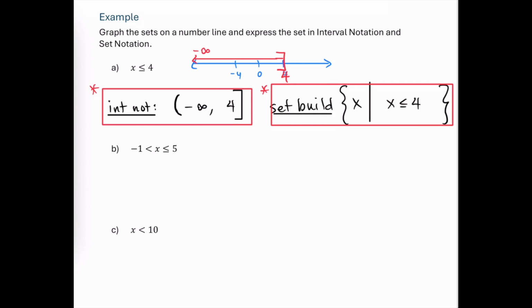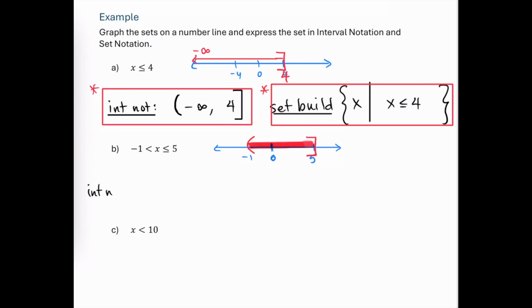Let's do this again for part B and C. We'll start with the number line, and I'm just going to plot a few points of interest on the number line, not many. Let's begin by shading the region that satisfies this inequality. So the smallest element is negative 1, but the negative 1 is not included, so that's going to get a parenthesis. We want all the x values that are bigger than negative 1, but also less than or equal to 5. So we stop at the 5 and include the 5.